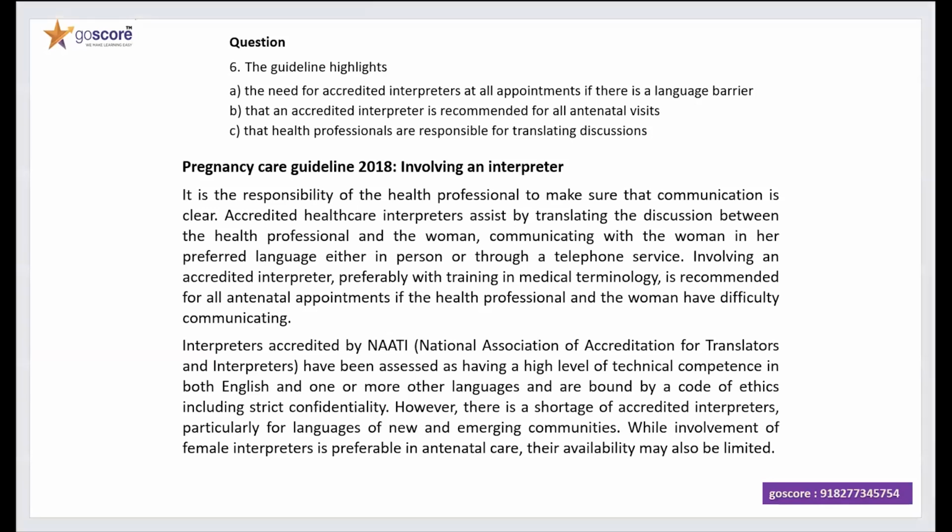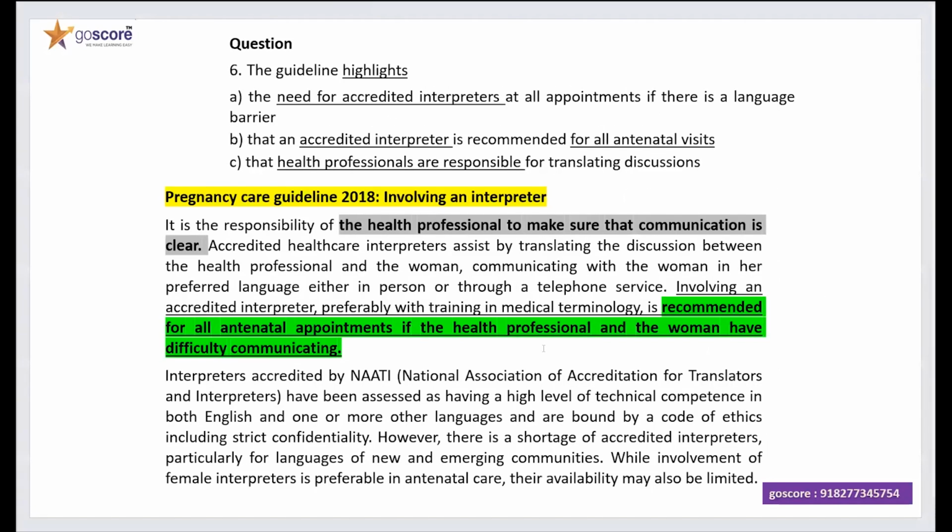Okay. Now, in which sentence have they said it? Here you can see: involving an accredited interpreter, preferably with training in medical terminology, is recommended for all antenatal appointments if the health professional and the woman have difficulty communicating. That means if there is a language barrier between them. Correct? If the health professional and the woman have difficulty communicating, that means the need for accredited interpreters at all appointments if there is a language barrier.